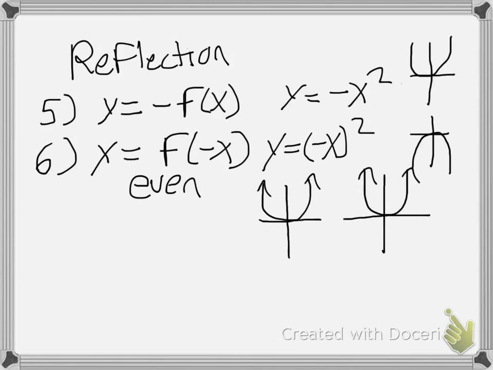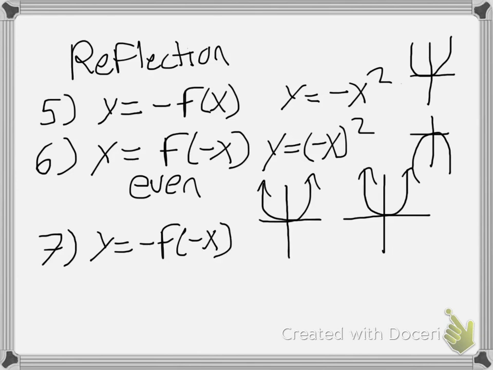Well, if putting a negative on the outside flips it over the x-axis, and putting a negative on the inside flips it over the y-axis, what's the other type of reflection that we have? When I say flip, I mean a reflection, but in this case, it's a double reflection. So our last type, a reflection about the origin, would be y equals negative f of negative x.